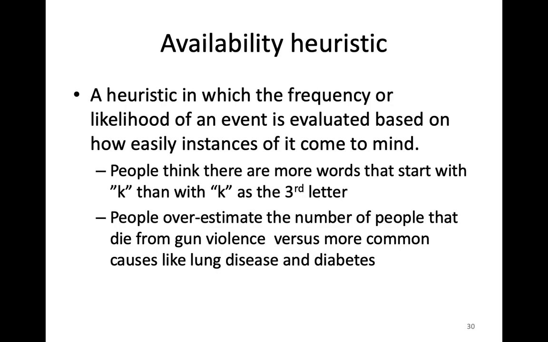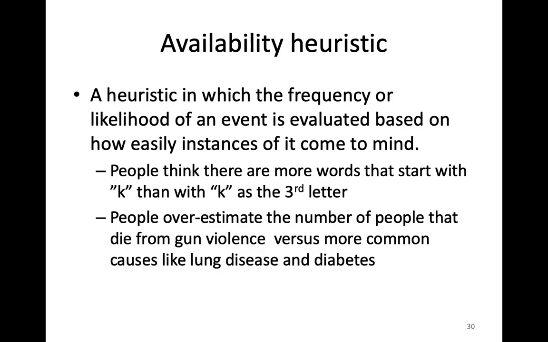Well, for both of these two examples, people often rely on something called the availability heuristic. This is a heuristic in which the frequency or the likelihood of an event is evaluated based on how easily instances of it come to mind. So people tend to think that there are more words in the English language that start with K than with K as the third letter, because it is easier to think of words that start with K. And so that leads them to overestimate that words that start with K are more common than words that have K as a third letter.